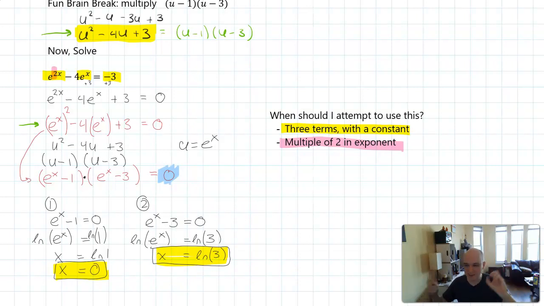Stuff like that can come up with sine and cosine. It can come up in other situations, but it's always going to be these 3 terms, one thing squared, one thing not squared, that'll give you this ability to factor. And that's it.